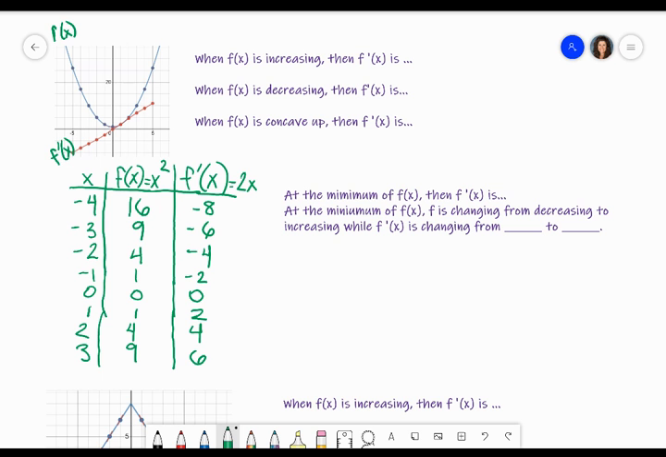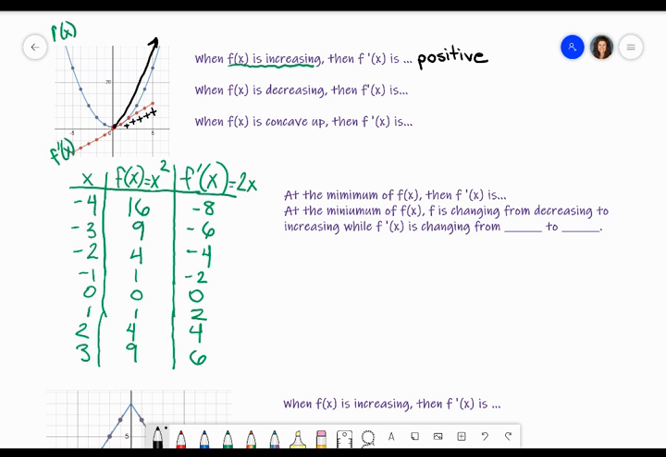So my question for you is when f of x is increasing. So that means from 0 to infinity, f of x is increasing. Well, what do you notice about the slopes, the derivative? Well, if you look here, the derivative is positive. So when f of x is increasing, then f prime of x is positive.